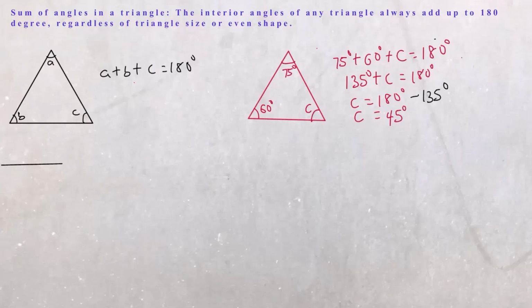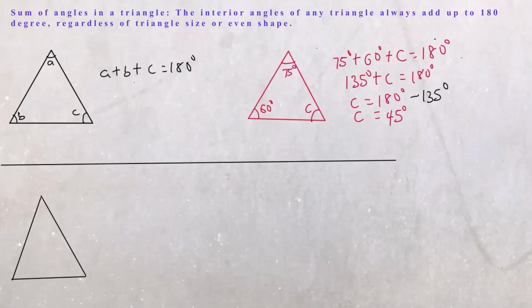Also, let's consider this type of triangle. This is an isosceles triangle. It has a mark on both lines. What that means is that this side is equal to this side, and the angle of this side is this, and the angle of this side is also this, and they are both the same. So angle A equals angle B.